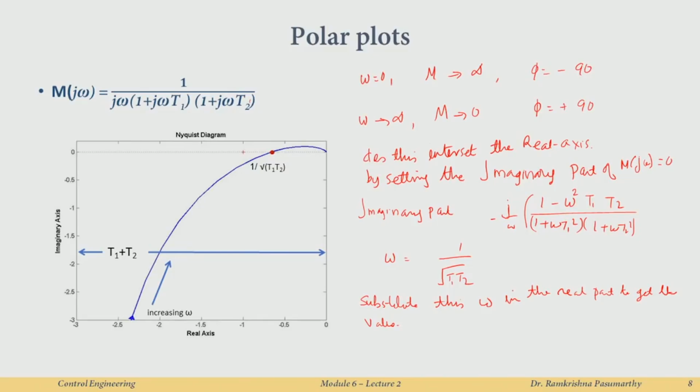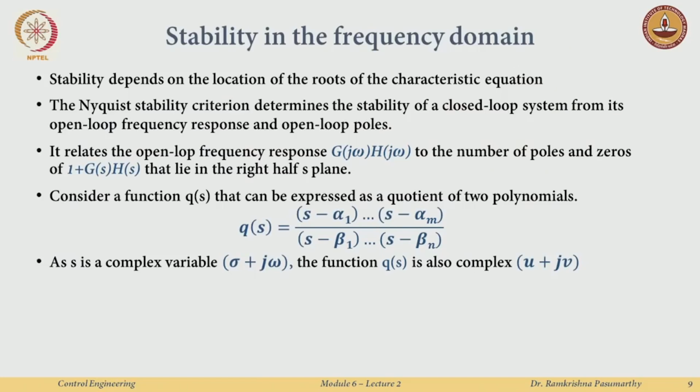Otherwise, we'll have to spend a few years doing all those plots. Okay, so let's see what these plots mean. And can I infer something more than just saying what happens at omega equal to 0, what happens at omega equal to infinity, what is the angle, what is the magnitude, and so on? Okay, so Nyquist gives us a nice answer.